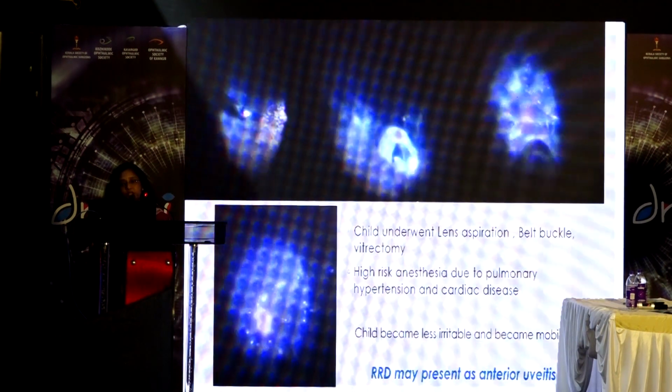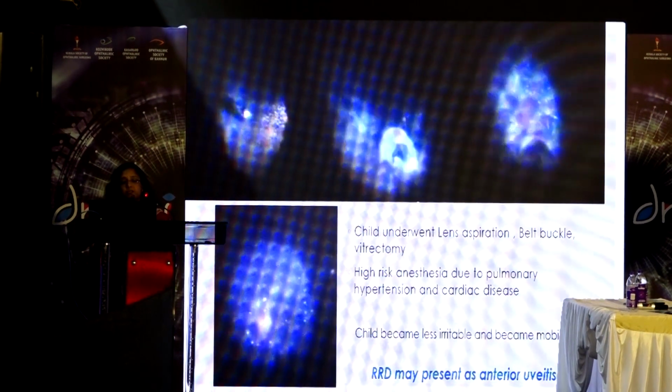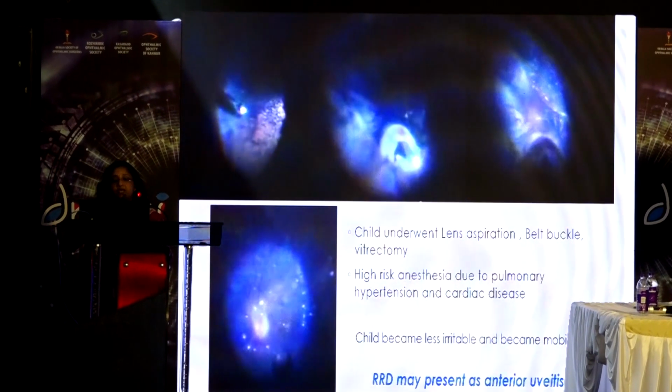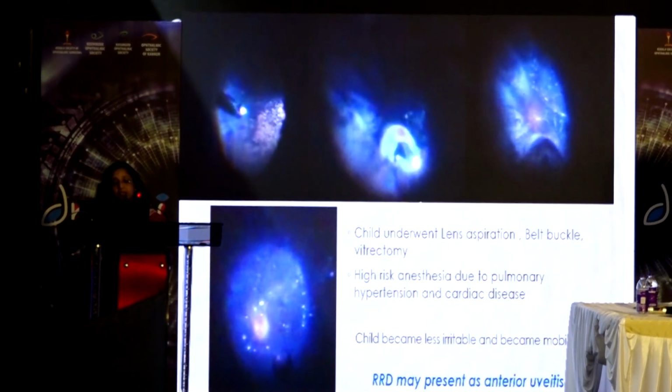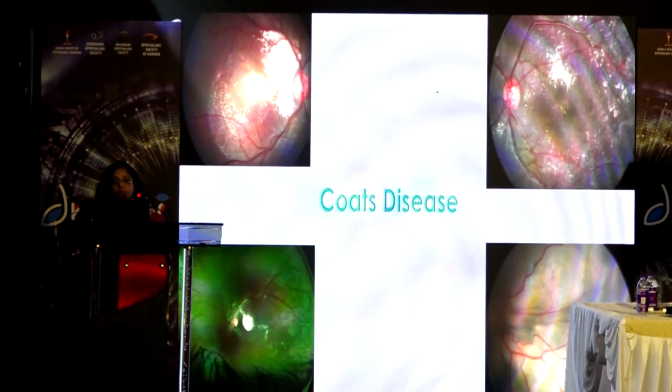And this was the intra-op picture of the better eye. You could see the pigmented anterior hyaloid, there was a giant retinal tear, and the lower picture is the end of the surgery, post-op. So this child actually became less irritable and became mobile. So don't get biased by just seeing uveitis and labeling it as uveitis. Just take a little effort to look behind.